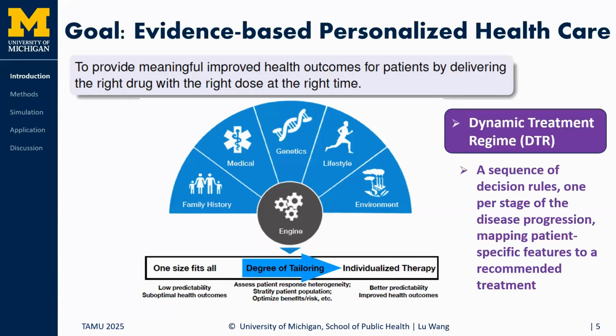And that is what we call a dynamic treatment regime. This regime is a mechanism. It is actually a sequence of decision rules. It's not the regimen itself. It's how to use variables mapping to the decisions. So it's a sequence of decision rules, one decision rule per stage of disease progression, that maps patient-specific features to a recommended treatment.